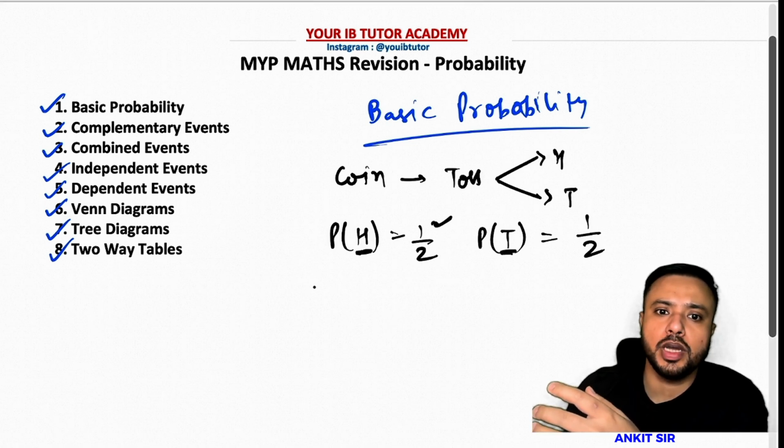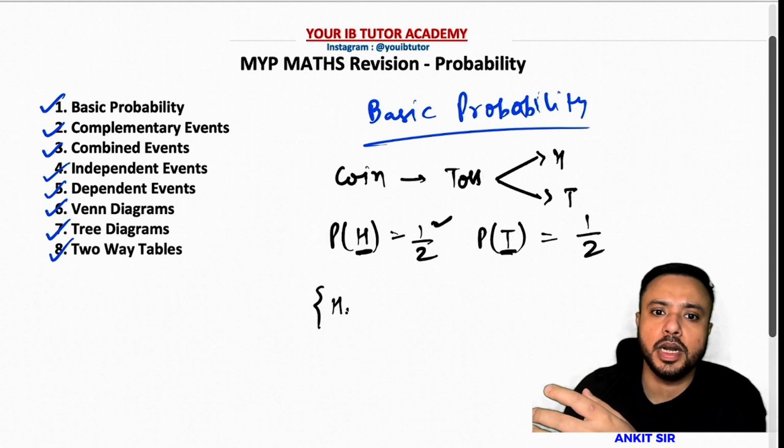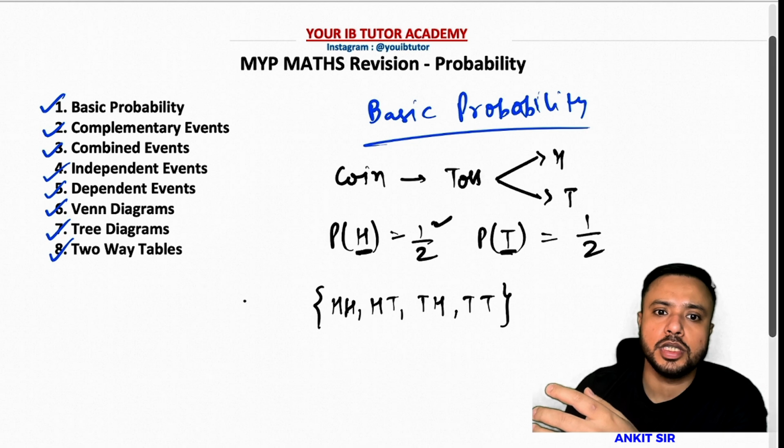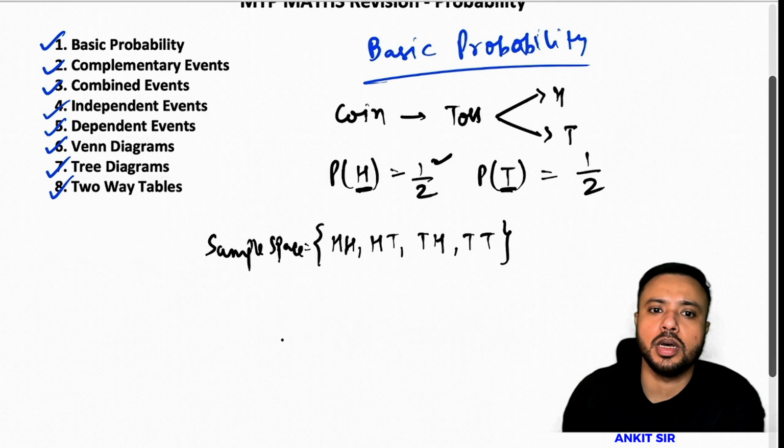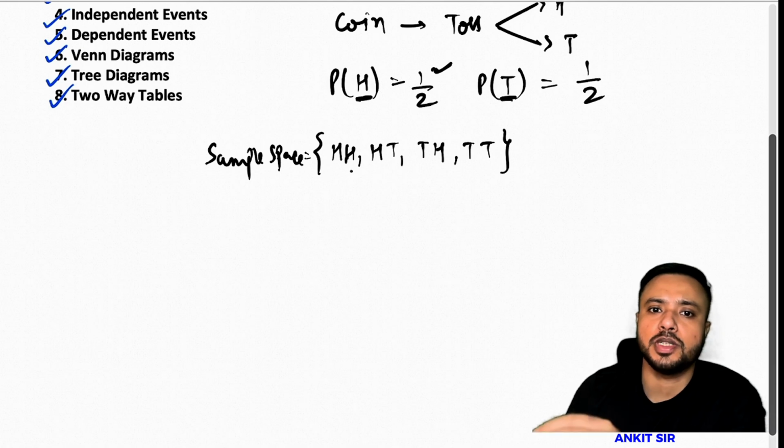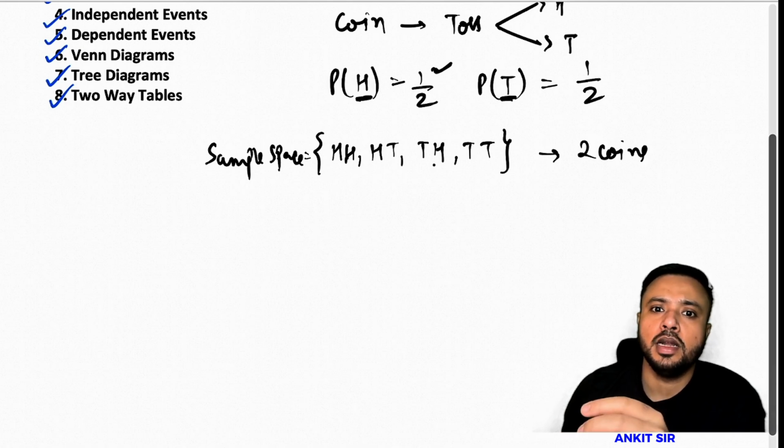Now let's say we have two coins. When you have two coins, the outcomes can be head head, head tail, tail head, and tail tail. This is my sample space. Sample space is basically all the outcomes of a particular event. So the sample space for the tossing of two coins is head head, head tail, tail head, and tail tail.